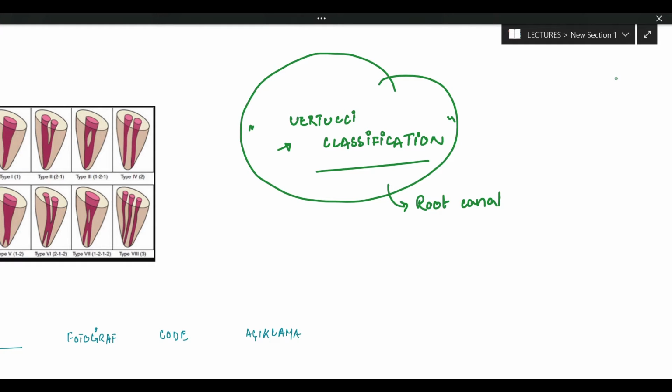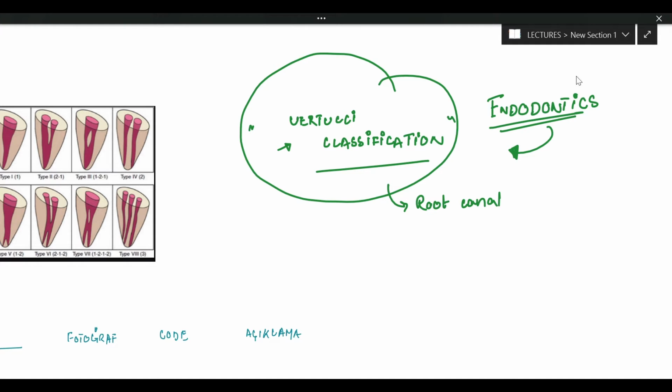Today we are discussing endodontics. So in endodontics we have the topic called Vertucci classification.